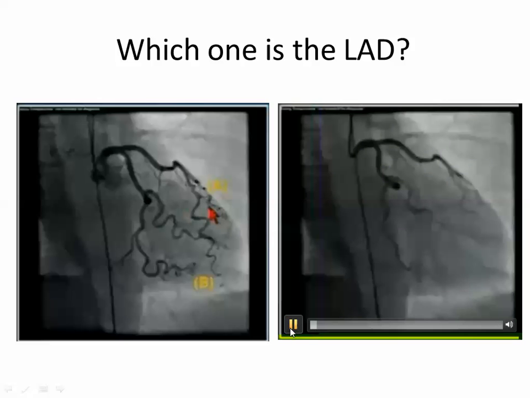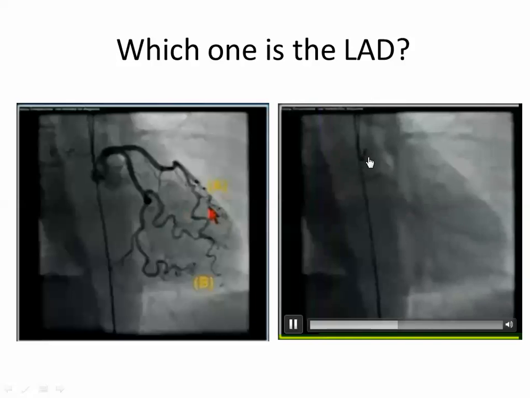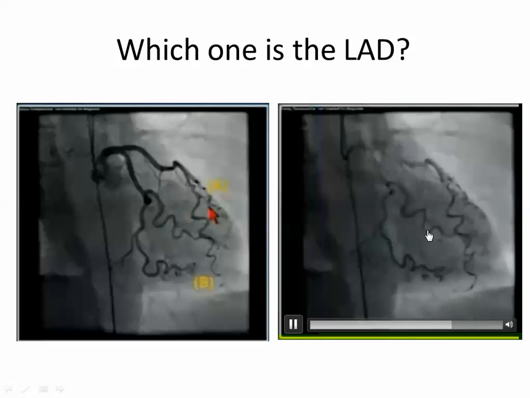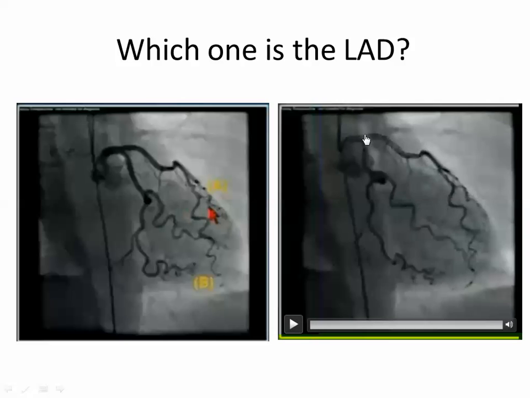Because there is what we call the kissing sign. What's the kissing sign? Okay, what's this view? Yes, it's the RAO view. This will be the anterior, apex, inferior. And this is the atrioventricular groove, so this will be the LAD, and this will be the LCX. This is the first OM, and this will be the PDA, and this will be dominant.